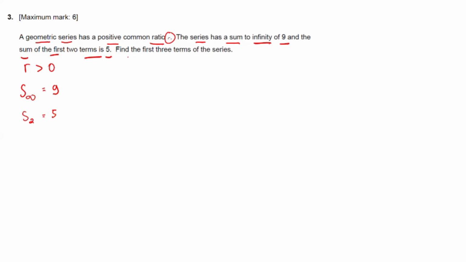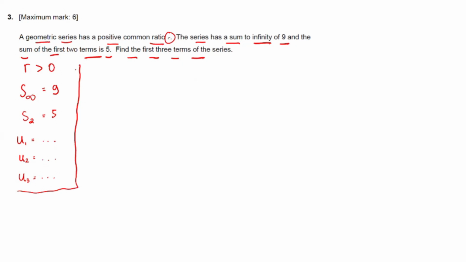Now, the question is find the first three terms of the series. So we want to find what is U1, and then what is U2, and then what is U3 right here. That is our question, not the sum right now. The first 3 terms right here. Okay, so this is the information that we can use to solve our problem here.